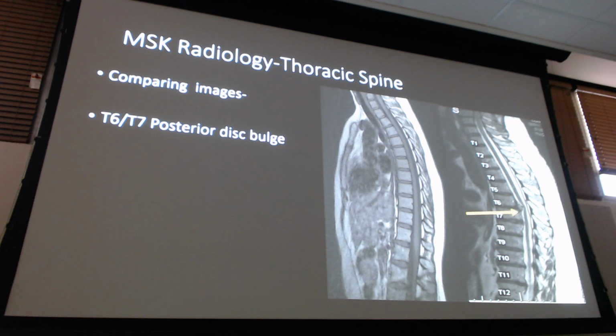And really all you do is you just follow, when you've got your different colors here, you follow your CSF and spinal cord down and look and see if it's smooth.